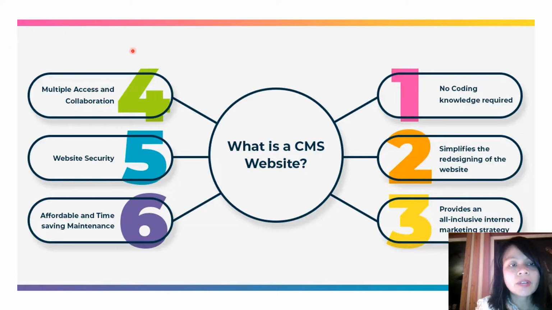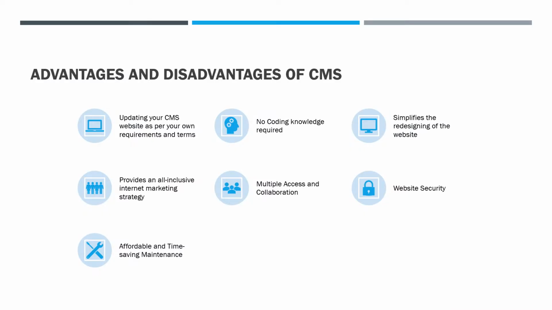And also we already talked about multiple access and collaboration, because for a huge website you probably have many different authors and contributors working on the content of your site. You also have website security, which is extremely important. We talked about that in Info 2105. We'll touch upon that again later in this course. And the most important and overarching thing is that it's affordable, it's time saving, and it's easy to maintain.